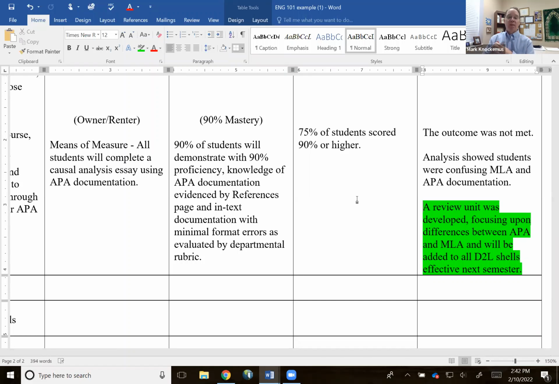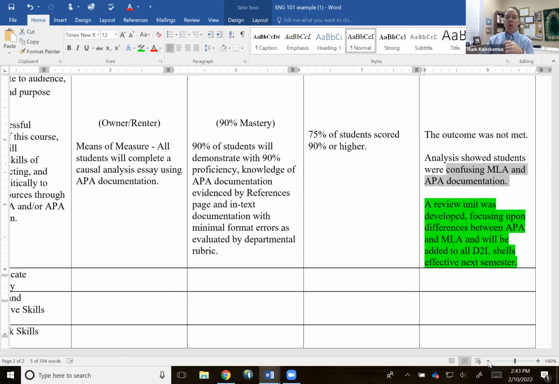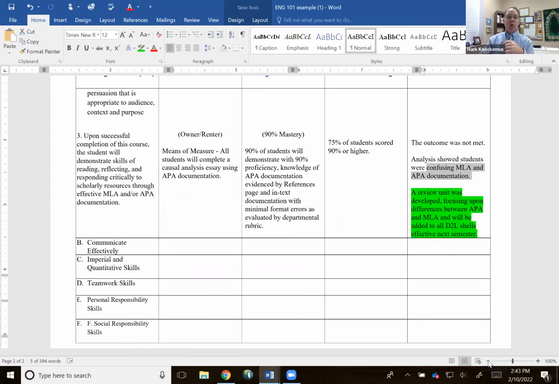So we come up with a review unit. We develop it, focusing not on APA documentation, but on the differences between APA and MLA. Why do we do that? Because when we went through and did our analysis, they were confused between MLA and APA. So we're going to design that, and we're going to add it to our D2L shells next semester. That way we would close the loop.